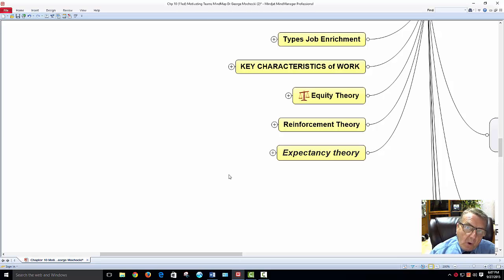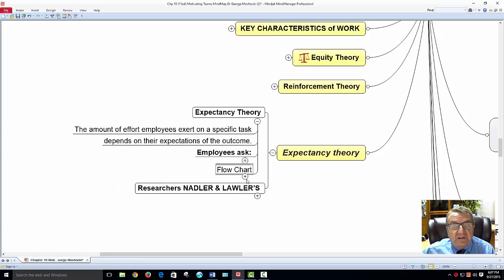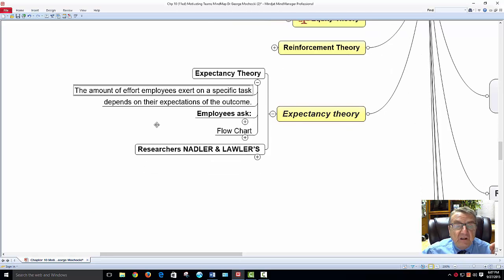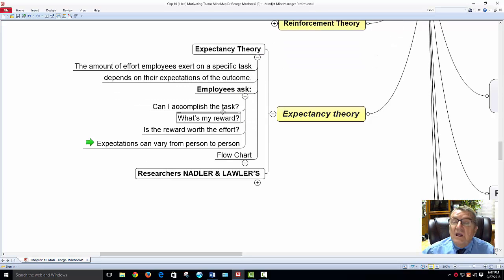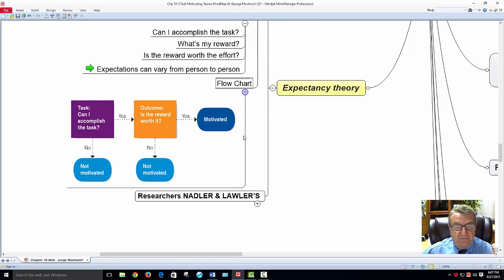How hard an employee, or even myself, or a student, is motivated depends on what he or she feels they're going to receive. So in expectancy theory, the amount of effort an employee exerts on a specific task depends on their expectation of the outcome. So employees ask the question, can I accomplish the task? First of all, if I can't accomplish it, it's not an issue. What is my reward? Is the reward worth the effort? I accomplished this, man, it's so much work. Forget this. Expectations can vary from person to person.